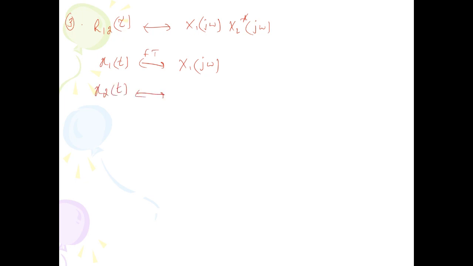Coming to the third property, the Fourier transform of the cross correlation function exhibits X1 of j omega and X2 star of j omega. Suppose x1 of t is my signal, the corresponding Fourier transform is X1 of j omega, and x2 of t is my signal, and the corresponding Fourier transform is X2 of j omega. Now R12 of tau, the cross correlation between x1 of t and x2 of t, is the integral from minus infinity to plus infinity of x1 of t, x2 star of t plus tau dt.